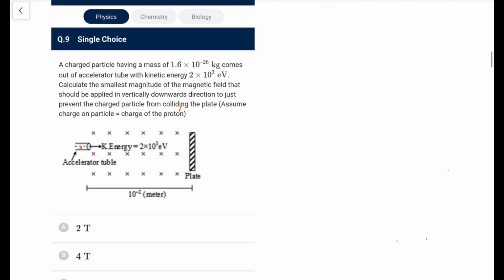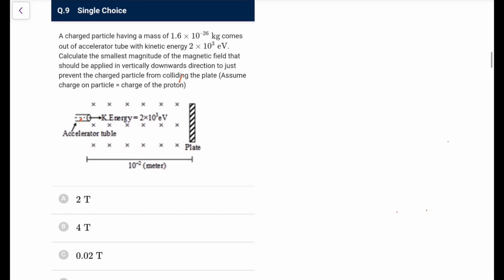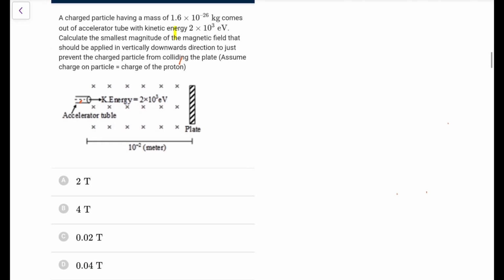Okay, next one. A charged particle of mass comes out of an accelerating tube with kinetic energy.